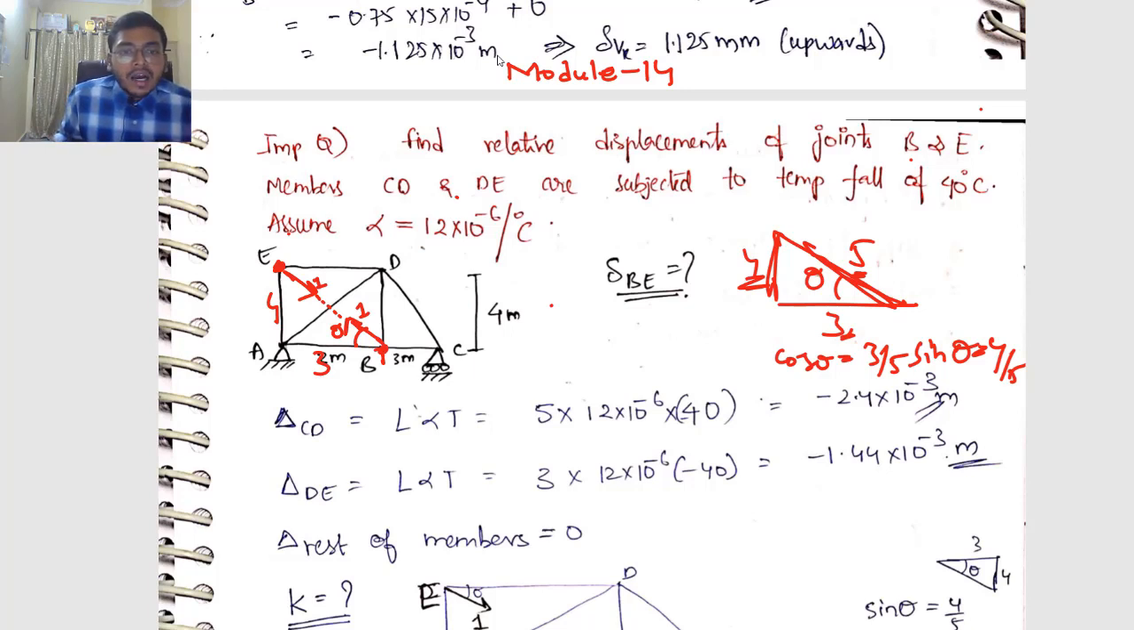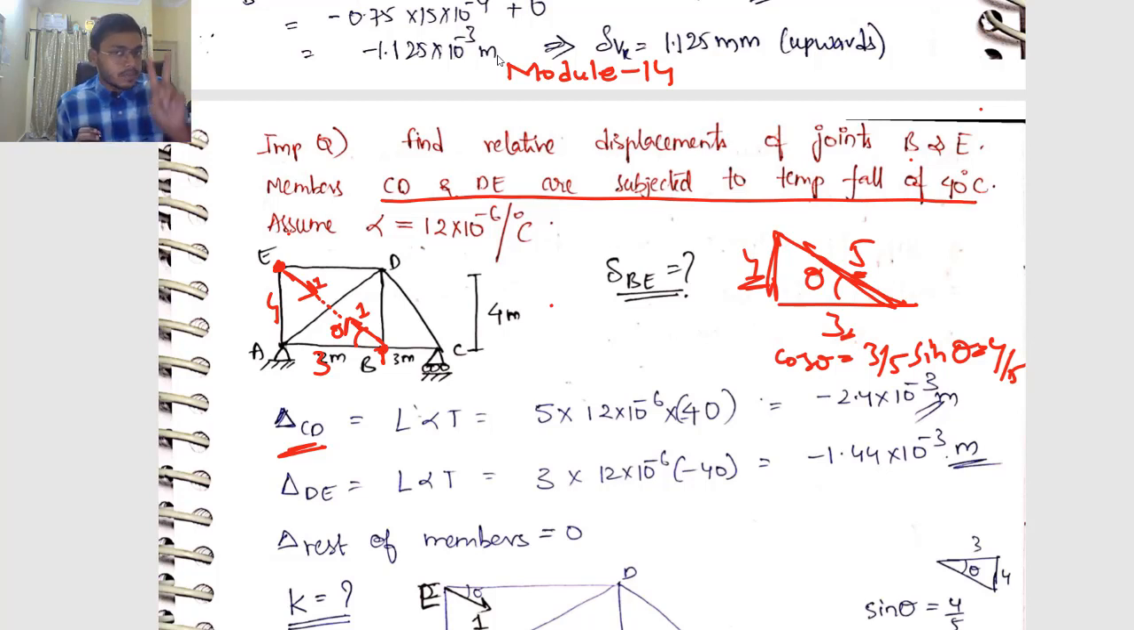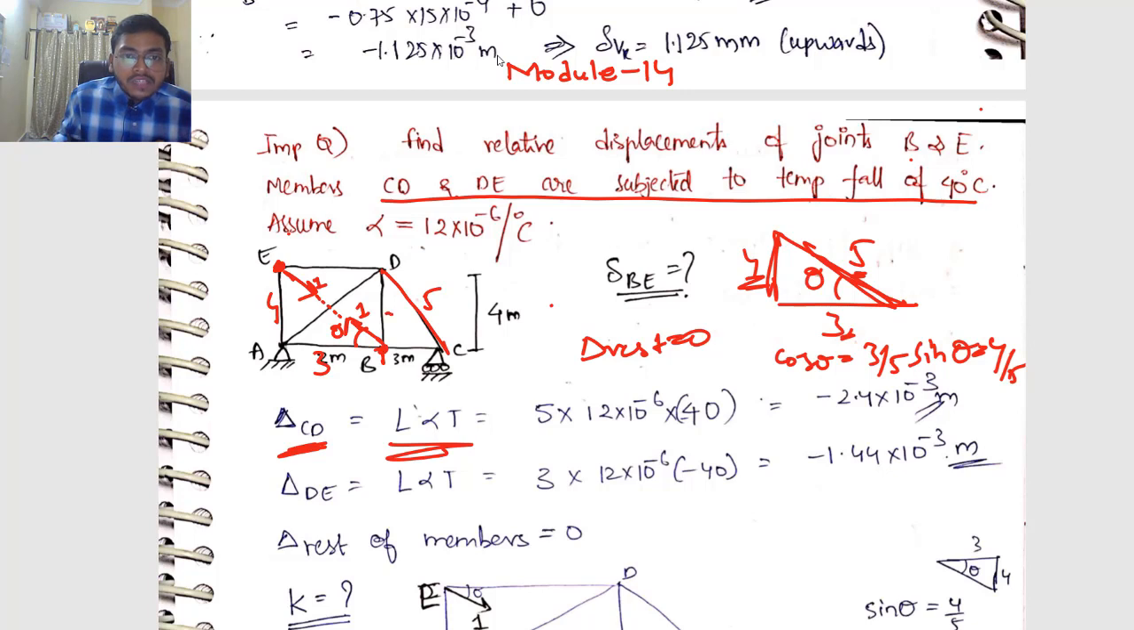Okay, so first let us find delta values, the elongation in the member. He said only the two members CD and DE are subjected to temperature fall of 40 degrees centigrade. So only two members are subjected to temperature change and for the remaining members there is no temperature change. The delta for the rest of the members is 0. Okay, so what is delta CD? L alpha t. What was the CD length? CD length is 5 meter because this is 4, this is 3, hypotenuse is 5. Okay, 5 into alpha value, it is given 12 into 10 to the power of minus 6, t is 40 degrees, right?